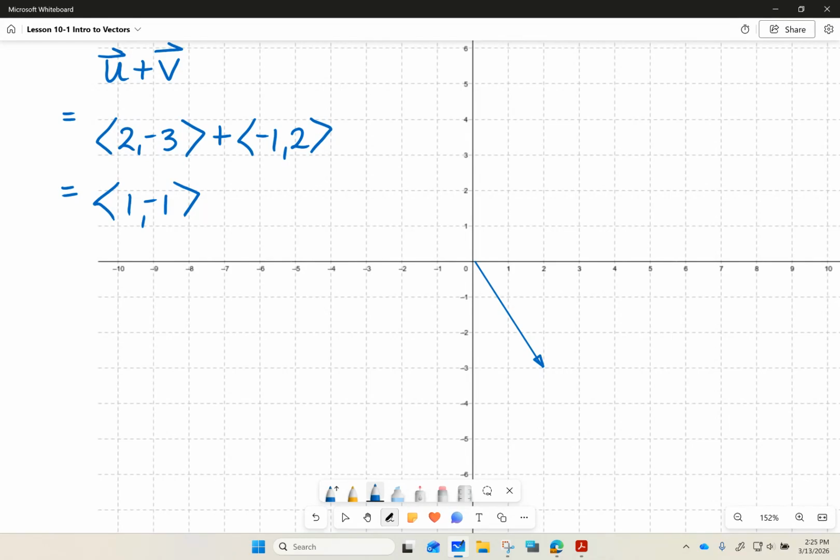And the other one was -1, +2. So that means left 1, up 2. So that means I'm going to go right here. That makes sense? You know what? Let me just draw this over. So 2, -3. All right. So what does this mean?